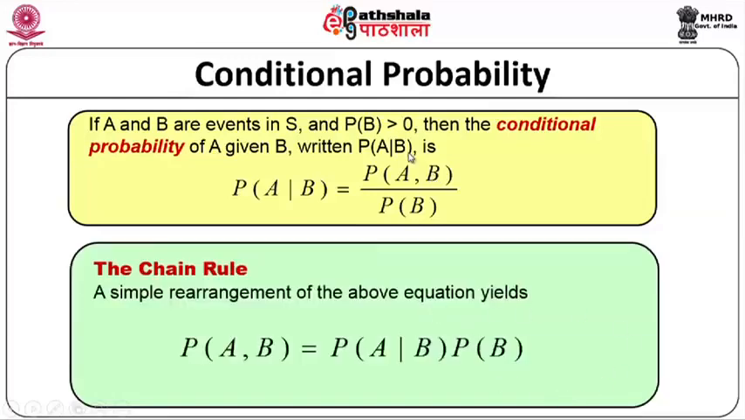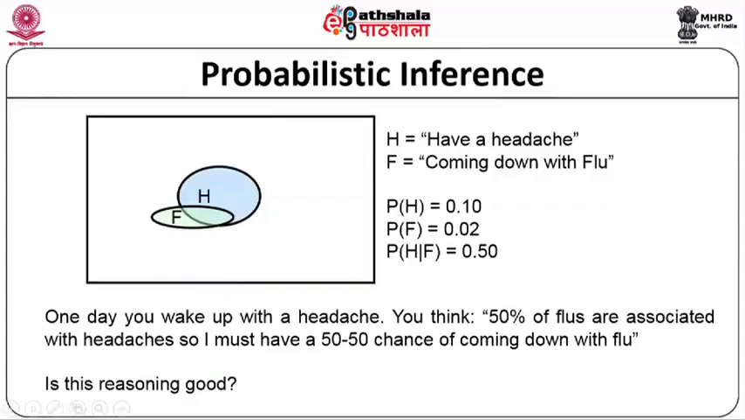Now, this may be applied as a chain rule, and a simple rearrangement of this equation results in probability of A and B equal to probability of A given B multiplied by probability of B. This is what is used for probabilistic inferencing. So, for example, say one day we wake up with a headache. Based on this probabilistic data, we may assume that 50% of flus are associated with headache. Therefore, the chance for me to end up with a flu is 50-50.